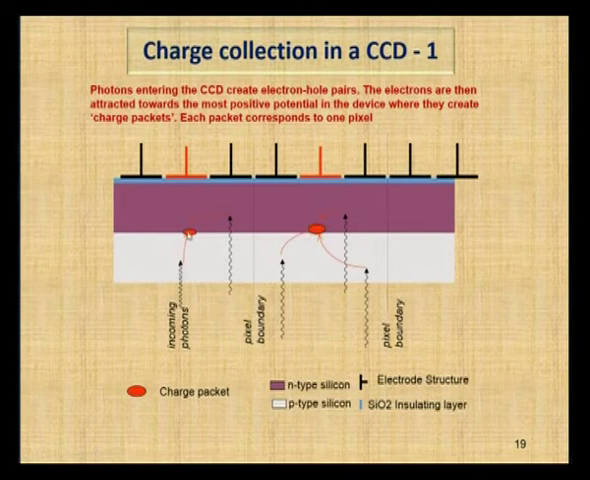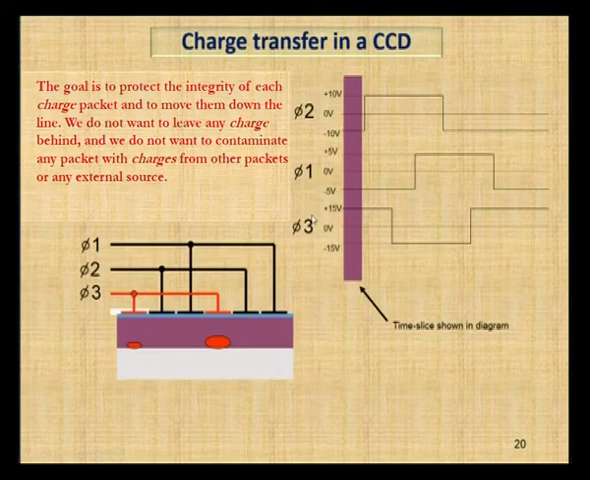First, the incoming photon will attract the holes here in the p substrate, forming the electron hole pair. This electron hole pair attracts the free electrons in the n type material. These will combine with the electron hole pair and form a charge packet. So, this is how the charge collection is done. Next, we move on to the charge transfer in a CCD.